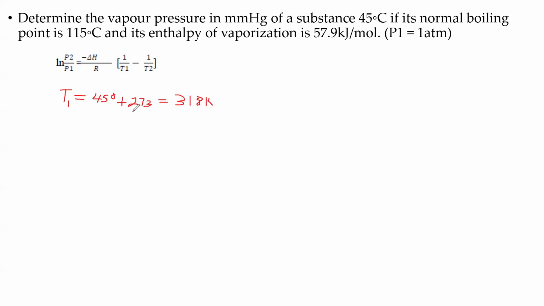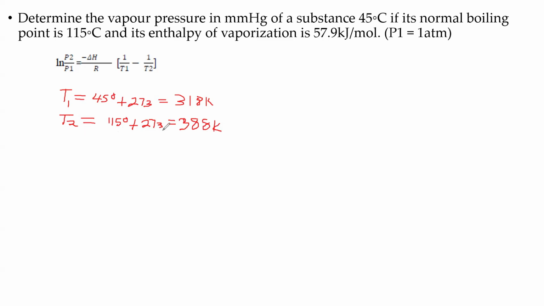Then the second one, T2, is equal to 115 degrees centigrade plus 273. We also convert it to Kelvin. After we add these, we are going to have 388 Kelvin for T2.